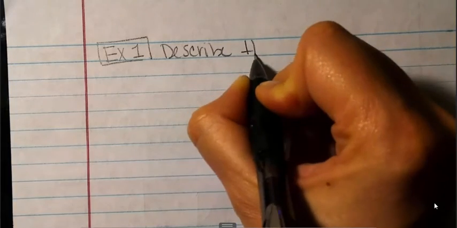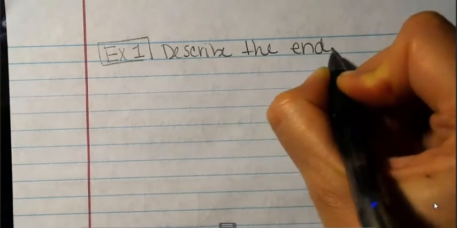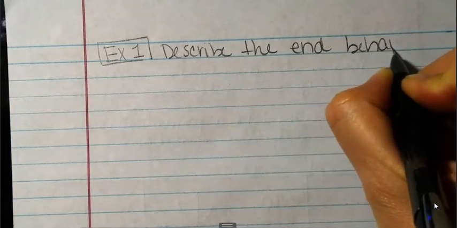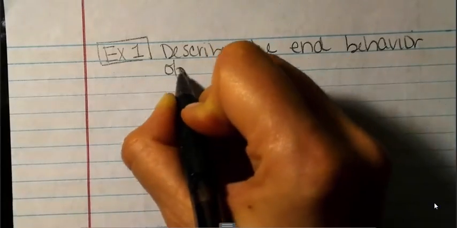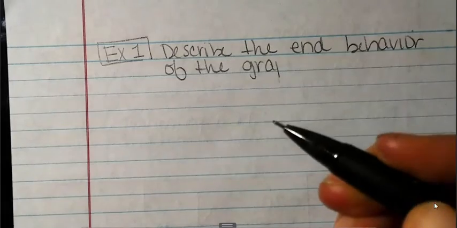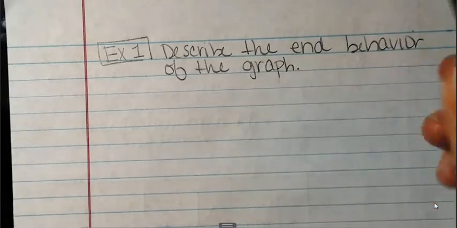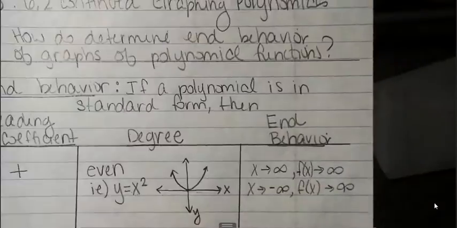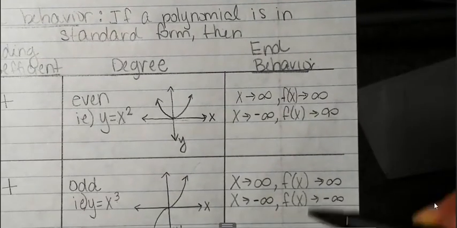All right, so example 1. Describe the end behavior of the graph. So that's basically this description right here. This is the end behavior description, this last column. Okay?